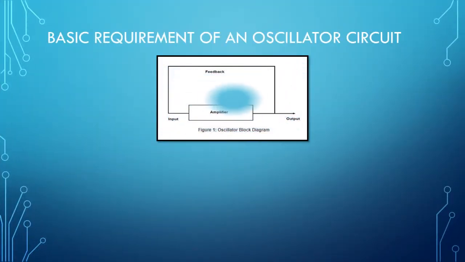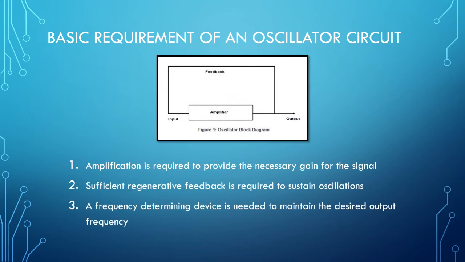Next is the basic requirement of an oscillator circuit. From the figure, we can see the basic circuit of oscillator. And the basic requirements are: first, amplification is required to provide the necessary gain for the signal. Second, sufficient regenerative feedback is required to sustain oscillation. And third, a frequency determining device is needed to maintain the desired output frequency.